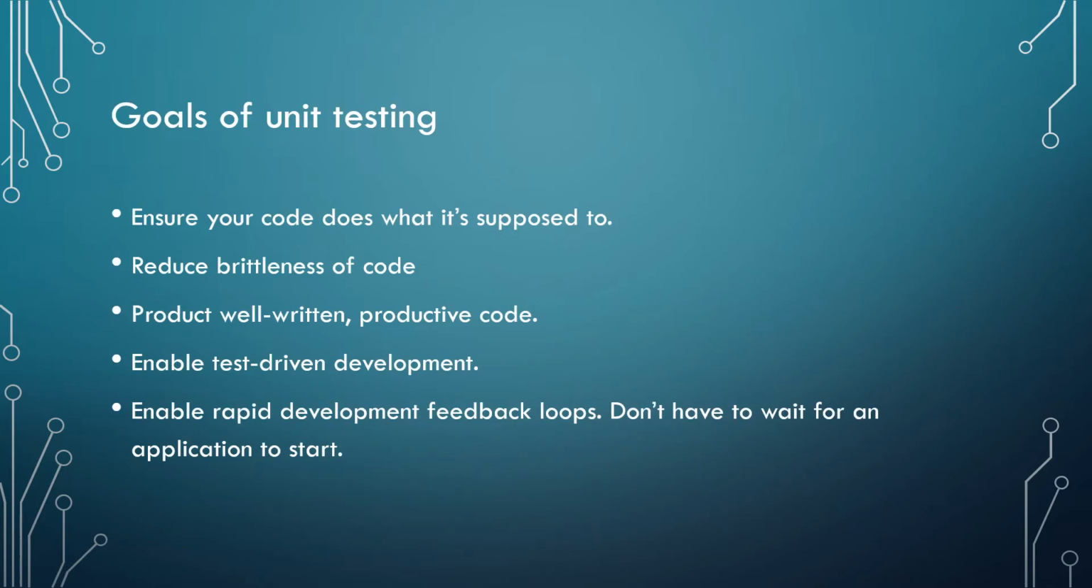Goals of unit testing. Ensure your code does what it is supposed to do. Reduce brittleness of code. Produce well-written productive code. Enable test-driven development. Enable rapid development feedback. We don't have to wait for an application start or installation of a service.